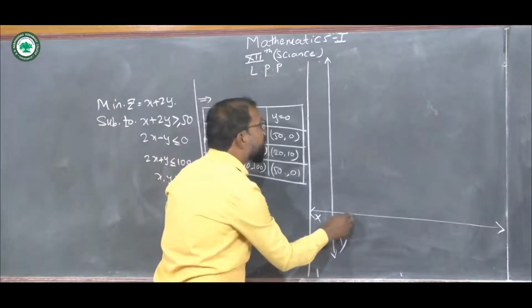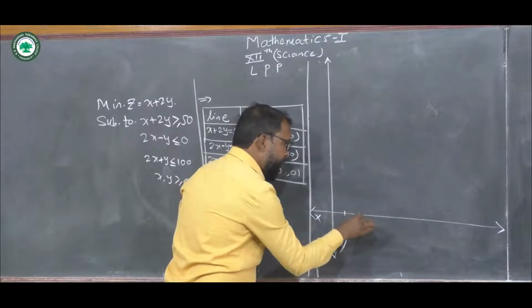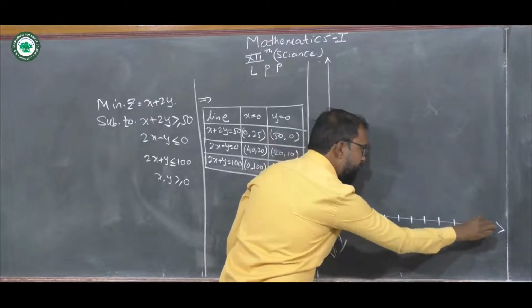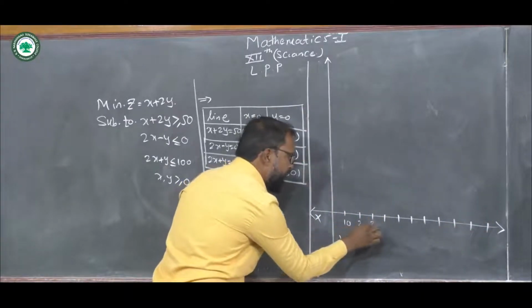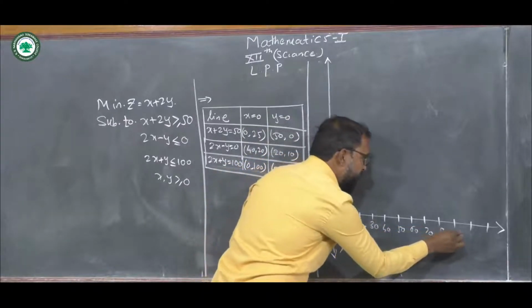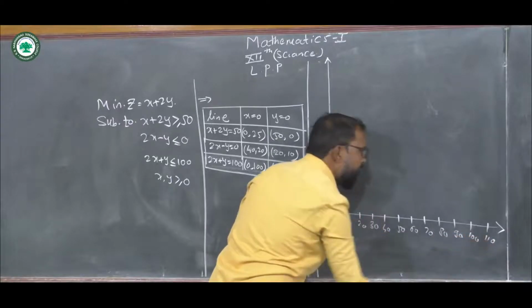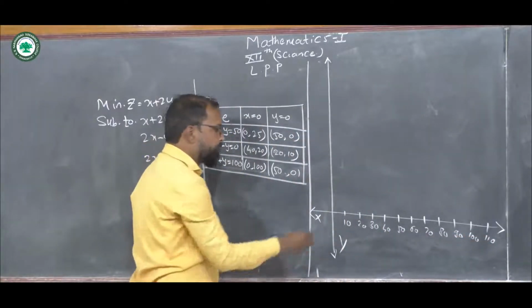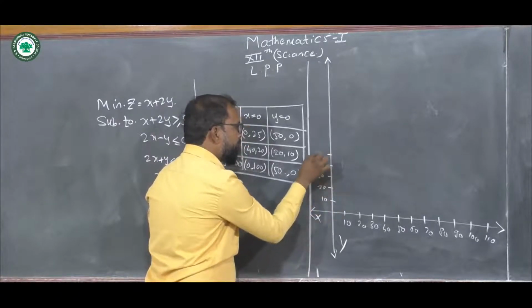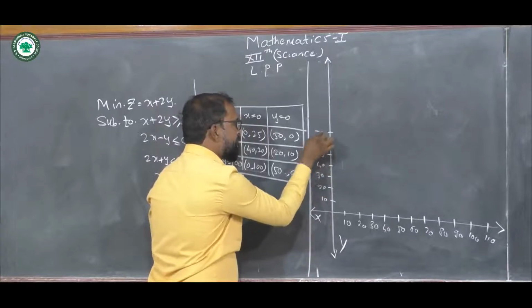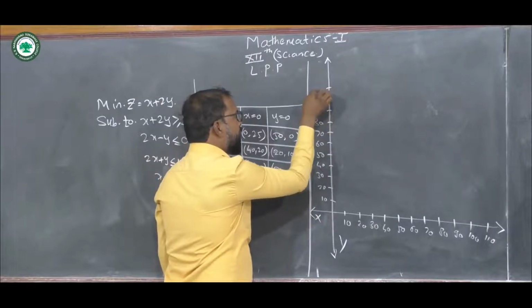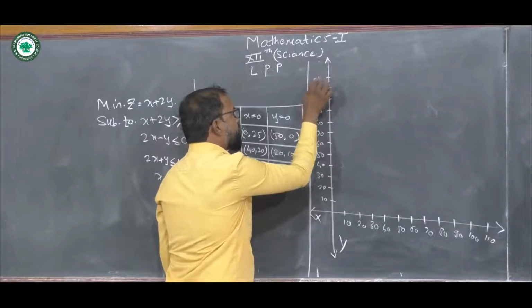So here we write 10, 20, 30, 40, 50, 60, 70, 80, 90, 100, 110. Similarly here, 10, 20, 30, 40, 50, 60, 70, 80, 90, 100, 110 and suppose 120.